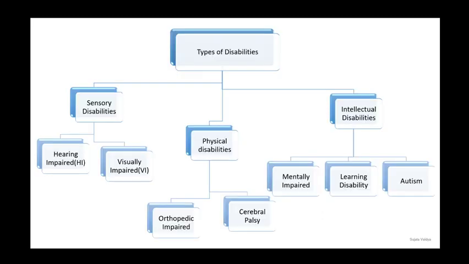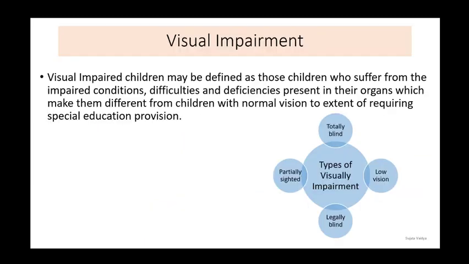There are different types of disabilities: hearing impaired, visually impaired, orthopedic impaired, cerebral palsy, mentally impaired, learning disability students, autistic students. So we can bifurcate all these types of disabilities into sensory disabilities, physical disabilities and intellectual disabilities. Let us understand the first type of disability, that is visual impairment.